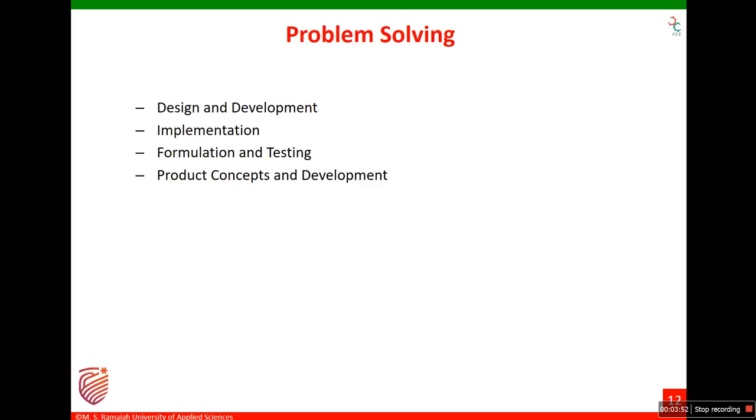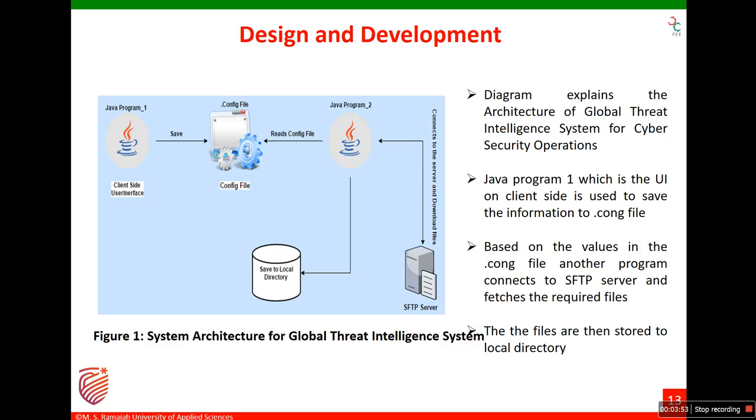Now I am showing the design part. This diagram shows the whole architecture of the global threat intelligence system. You can see the Java program over here. That is the client side user interface. We have one more Java program, and we have an SFTP server, one local database and one configuration file. What does program 1 do?